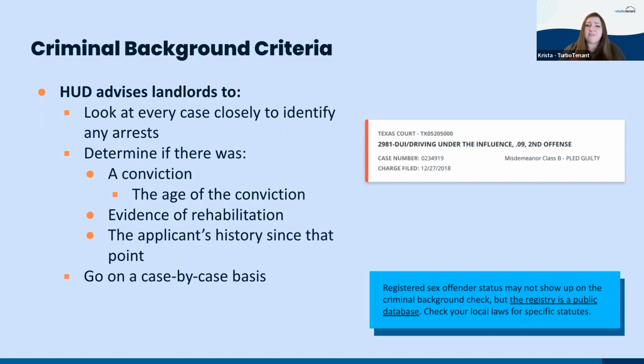You should be looking for evidence of rehabilitation. Have they turned their act around since that original conviction? You also want to make sure that you are really taking the time to move through this carefully and to be thoughtful. Something worth noting, the registered sex offender list is not usually a part of criminal background checks.